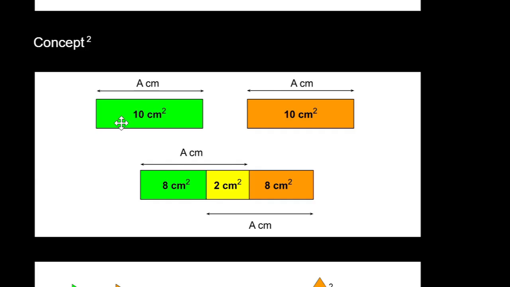Assuming I move this green rectangle slightly to the right and the orange rectangle slightly to the left such that they have an overlap of 2 centimeters square. You will realize that the unoverlapped area of the green rectangle will be 8 centimeters square. The unoverlapped area of the orange rectangle will also be 8 centimeters square.